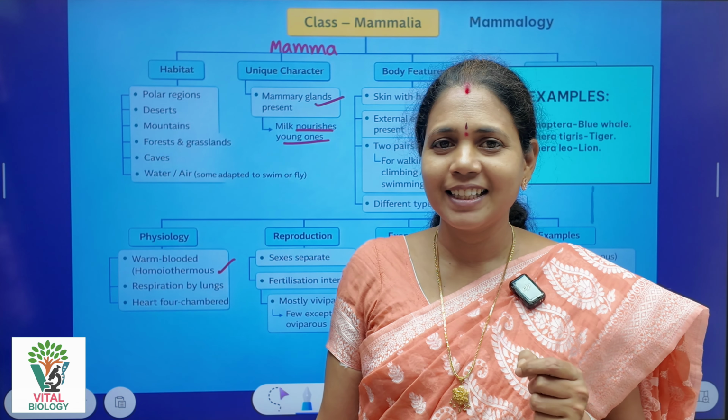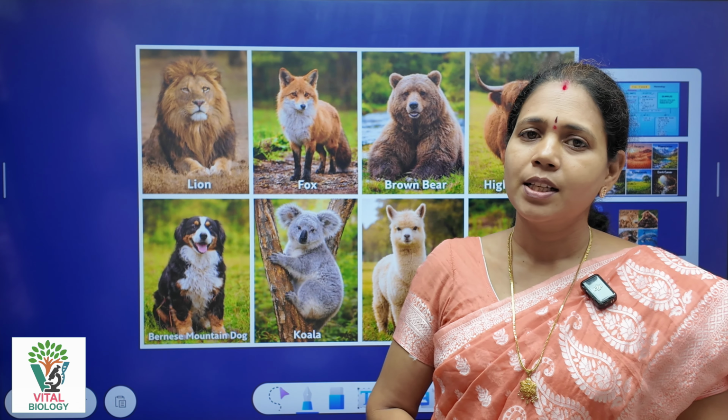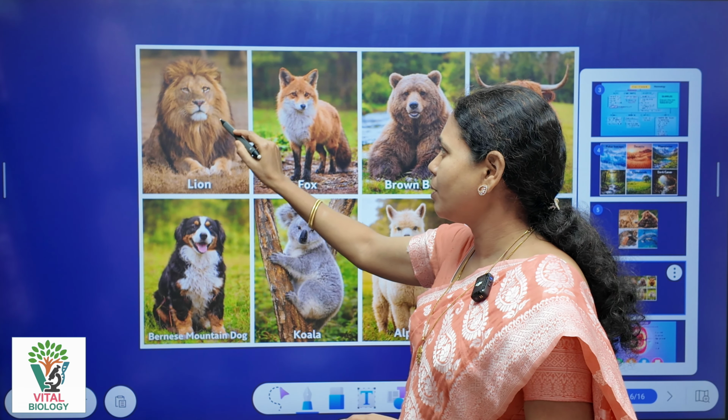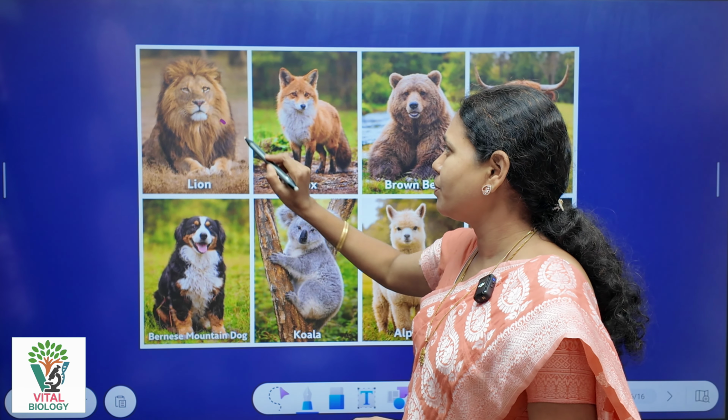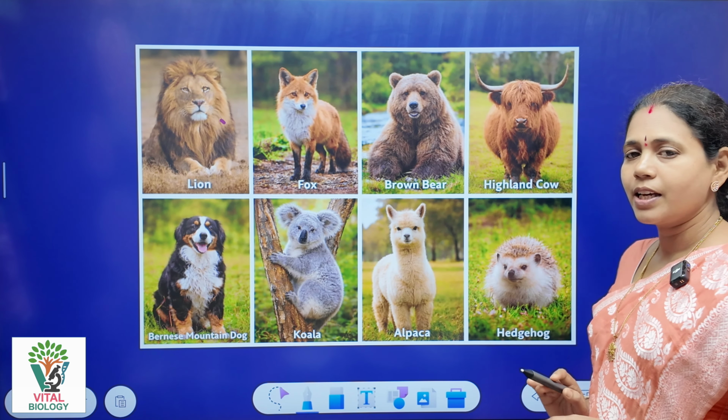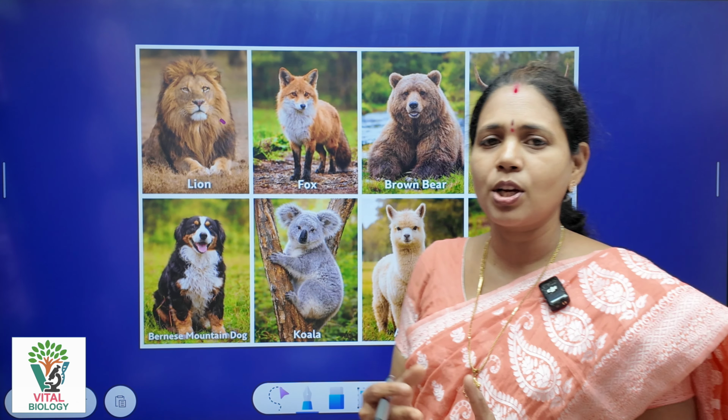Okay, so that is about their habitat. Going towards their other body features. Here their body is covered with hair. One more interesting feature of this particular group is that the skin is covered with hair. Such hair we can observe in animals like lion, fox, bear, cow, as well as the mountain dog, koala, alpaca, and the hedgehog. So these are a few examples representing the presence of hair on their skin.